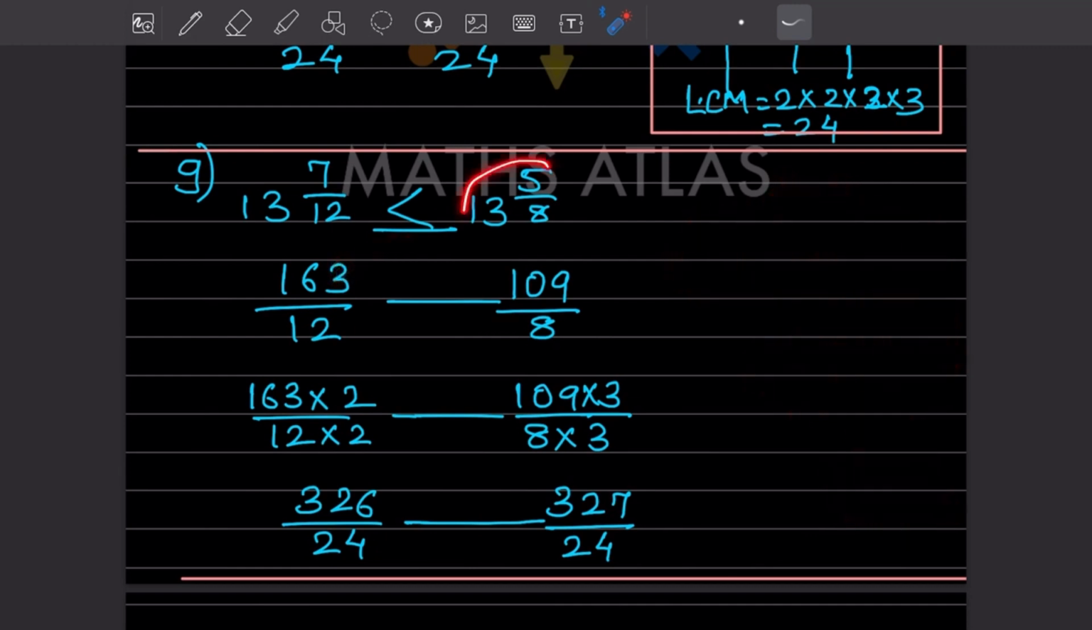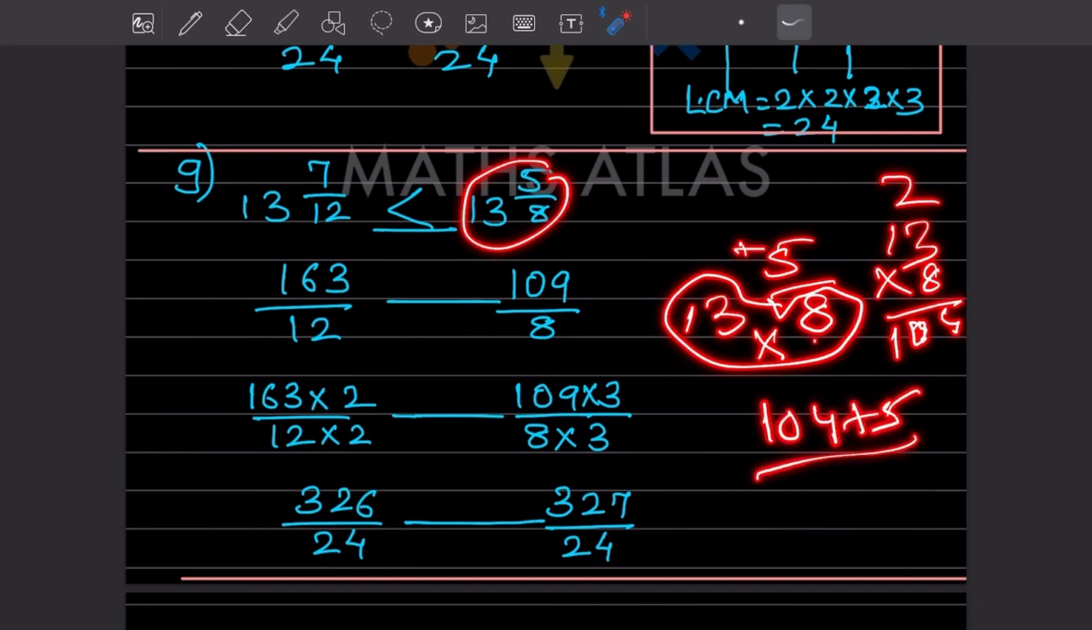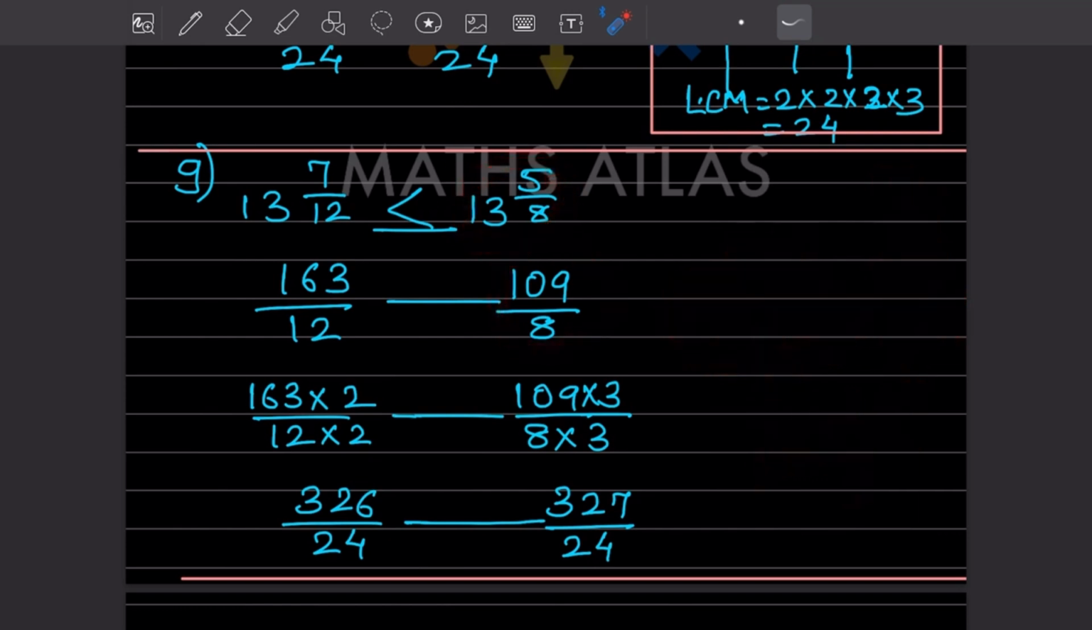Now same for here, 13 integer 5 by 8. If you don't know the table of 13, you can do it like this. 8 3s are 24 and 104, but try to learn the tables. So now this is 104 plus 5, divided by the denominator 8. So 109 divided by 8. So this is here. And then what are you going to do? You can do it either by cross multiplication, or just find out the LCM over here and try to solve it. Okay.